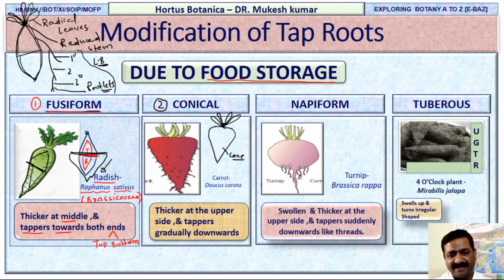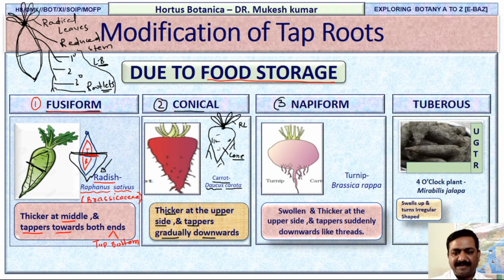So again we have the radical here. This is the reduced stem, the primary root, then the branches, the secondary roots, and in this way this is the conical root found in carrot. Botanical name is Daucus carota. So what we find here is that it is thicker at the upper side, at the top, and tapers gradually downwards. That becomes like a cone. That's why the name of the root is conical, isn't it?